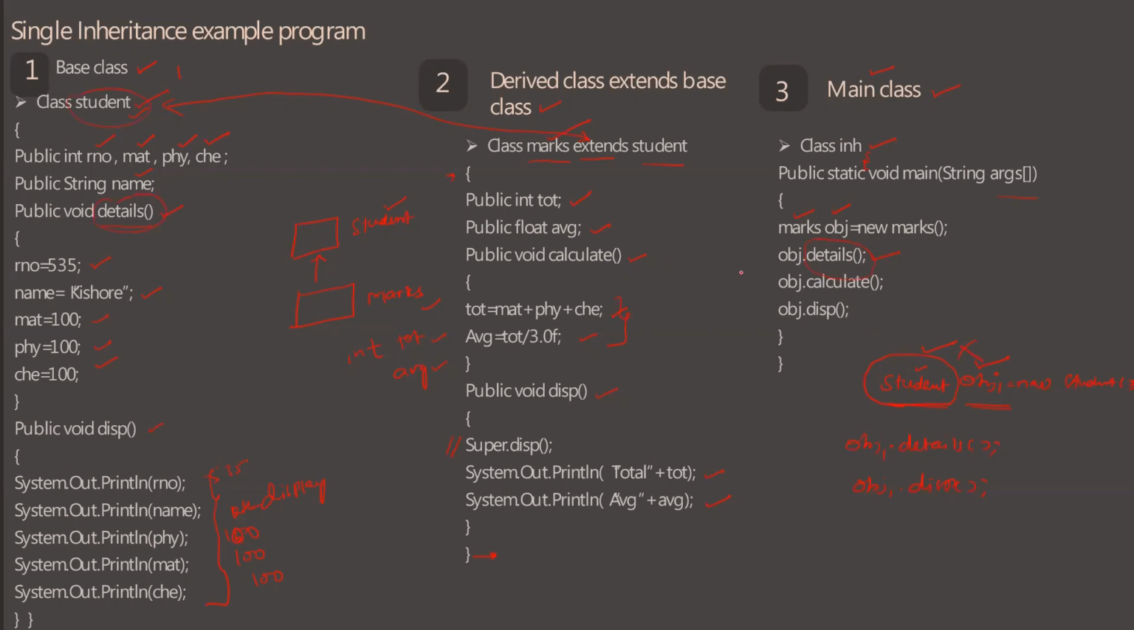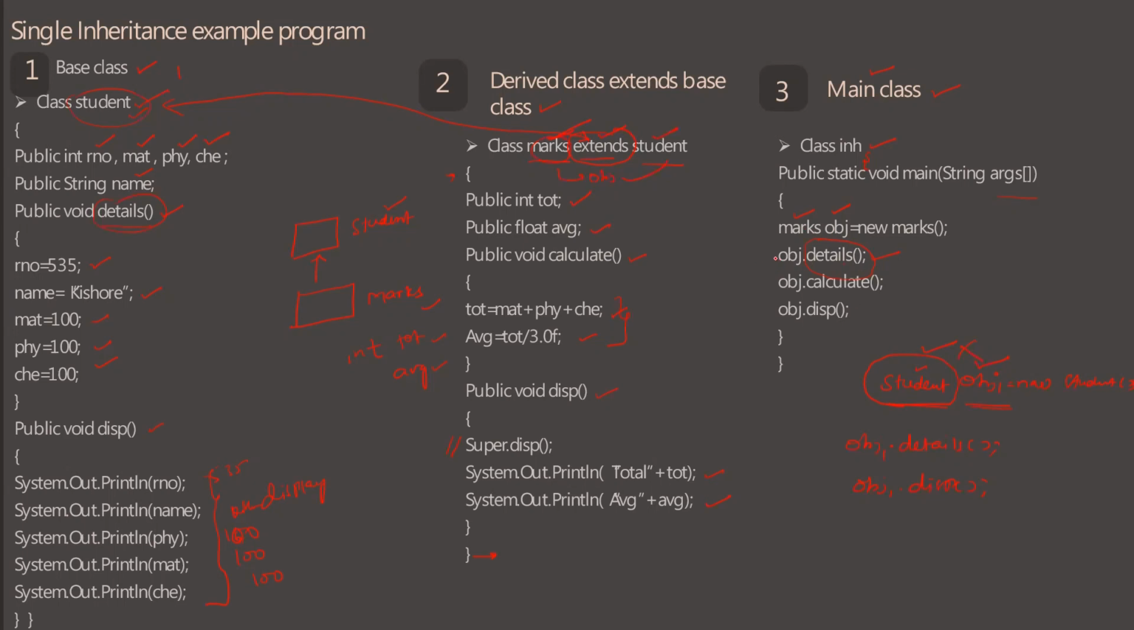Is that point clear? Now you'll get a doubt: sir, the object is created for marks, but why are you calling details? Because this details is of student. See, this comes as a property here. As you are extending the properties of base class student to your derived class marks, the object created for the marks class will call the properties of your student class as well. So that's what I said here.